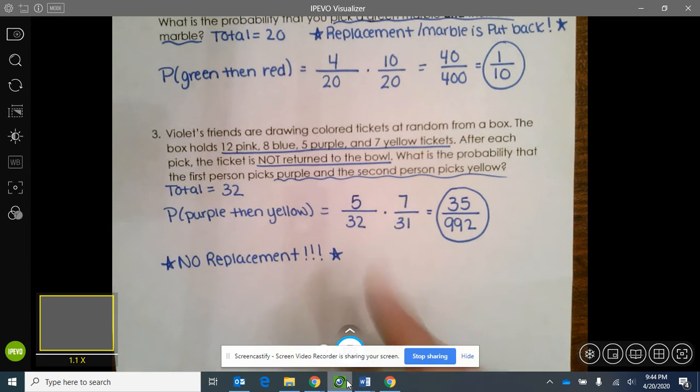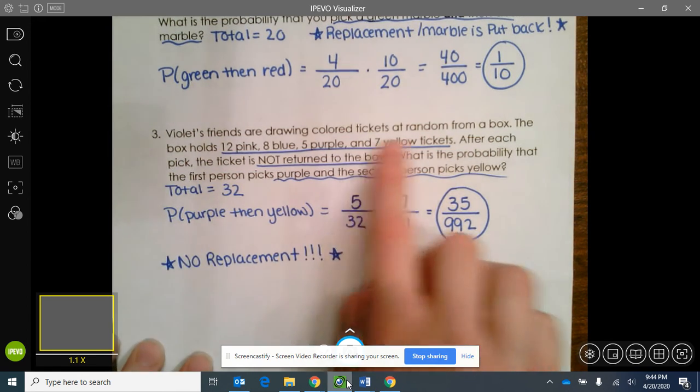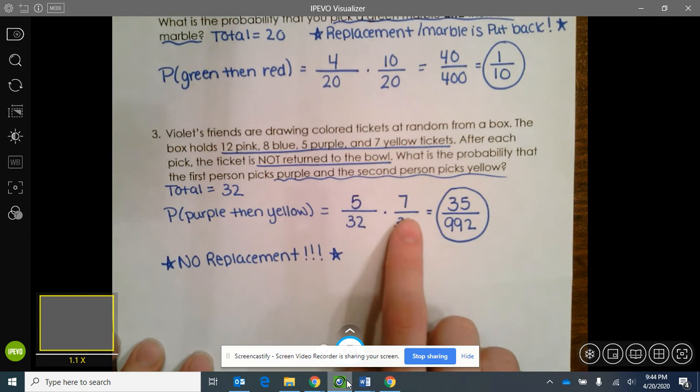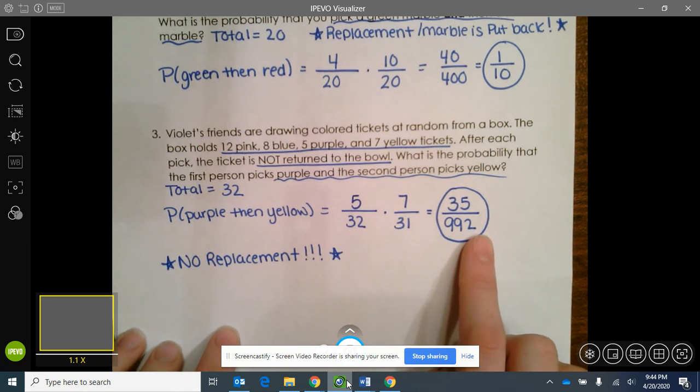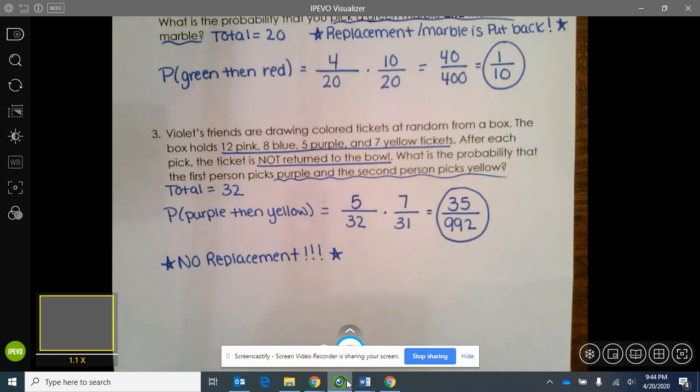The probability that I'm going to pick yellow then, well, there's still 7 yellow tickets. So I'm going to assume that I picked a purple ticket on the first one and put that aside. So that doesn't influence my yellow tickets at all. There's still 7. So I have 7 out of the remaining 31 tickets that are yellow. Multiply these, and this fraction does come out to be very large, but it does not reduce. You can leave it as 35 over 992.